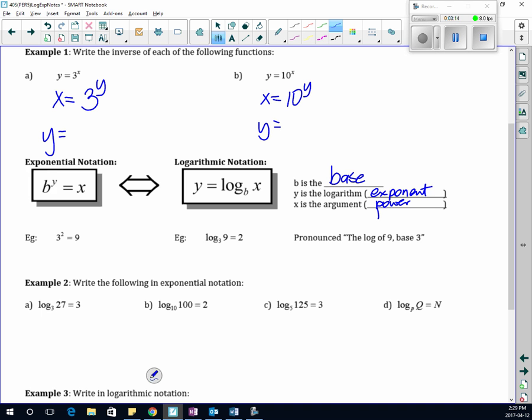And x is the argument, and that is the power of what the whole exponential form is equal to. So for instance, 3 squared. If I change this into logarithmic form, do you see the base of the 3 becomes the base of the logarithm, sorry. The exponent becomes what the logarithm equals.